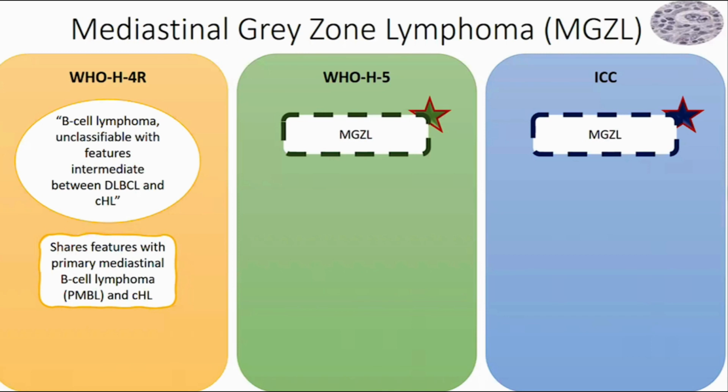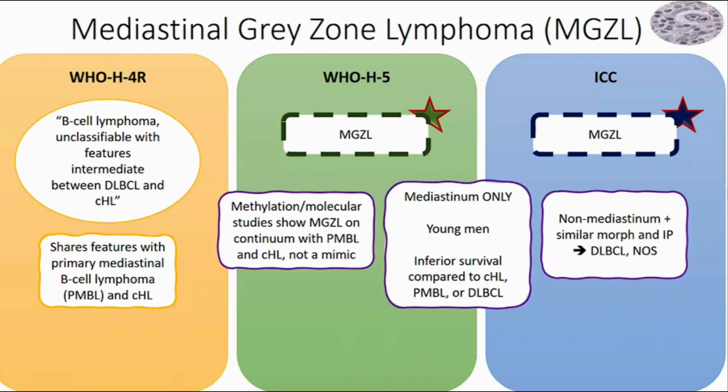But this obviously shares features with both, and specifically primary mediastinal B-cell lymphoma. Both new classification systems agree, with the molecular studies showing that it's on a continuum with these two entities, that it's not a mimic, it is on the spectrum. These cases should only be named so if the lymphoma is in the mediastinum. It's pretty characteristic that these are in young men and have pretty poor survival compared to those other cases. So they want to make sure that only cases in the mediastinum are called as such.